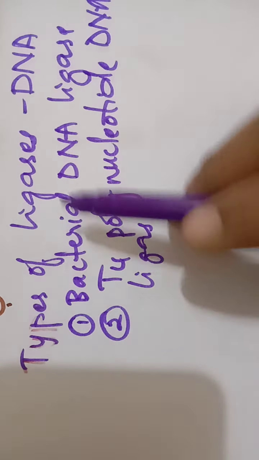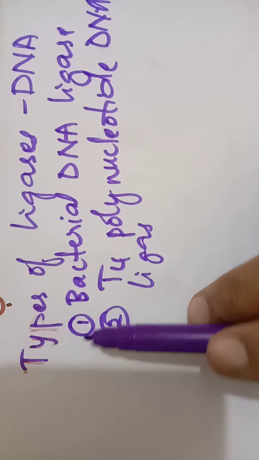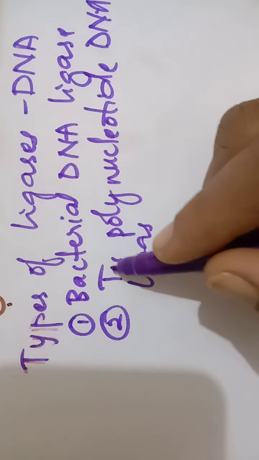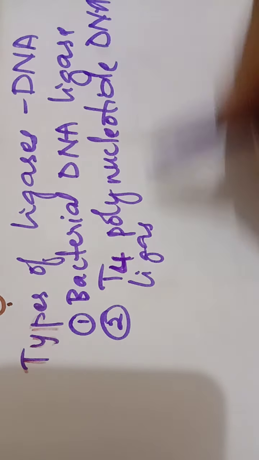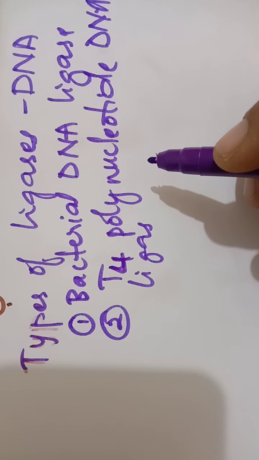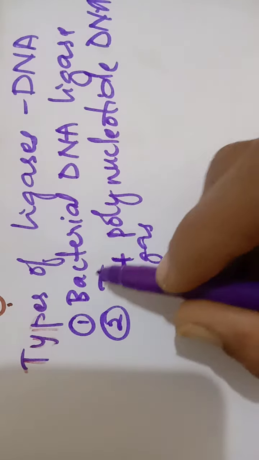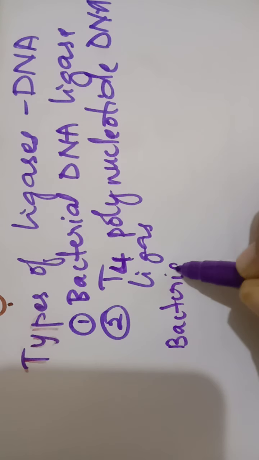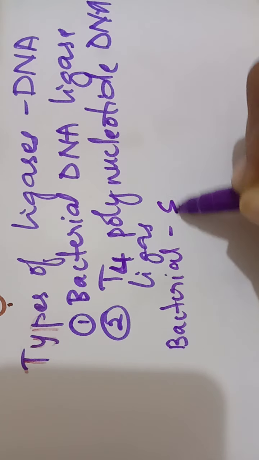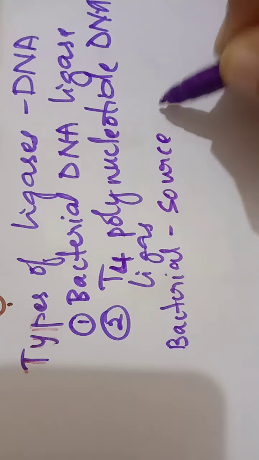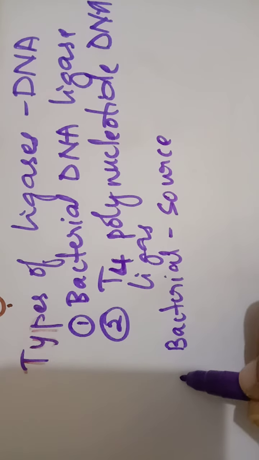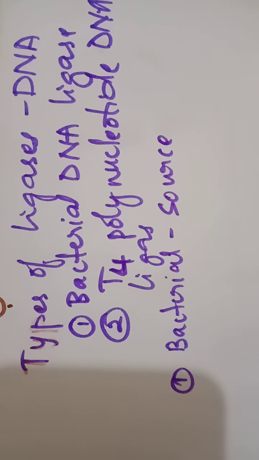DNA ligases. As we have discussed in the last class, there are two types of DNA ligase. One is bacterial DNA ligase, and the second one is T4 polynucleotide DNA ligase. Bacterial DNA ligase means, it's very simple, the source of ligase is bacteria. So bacteria is the source of bacterial DNA ligase.